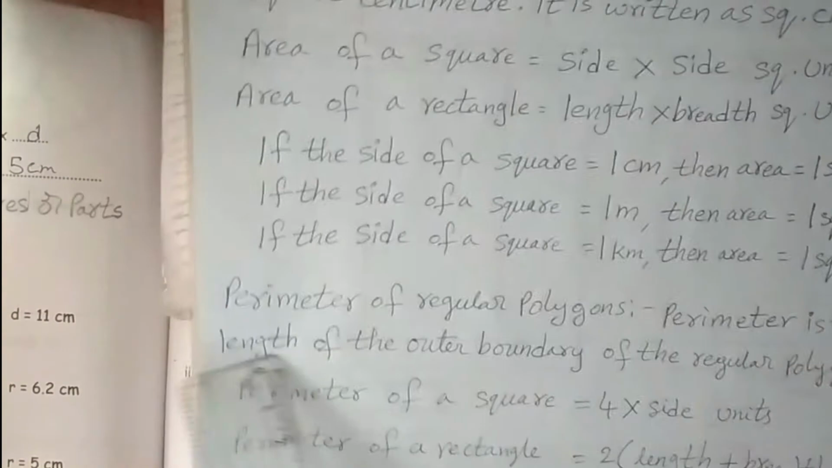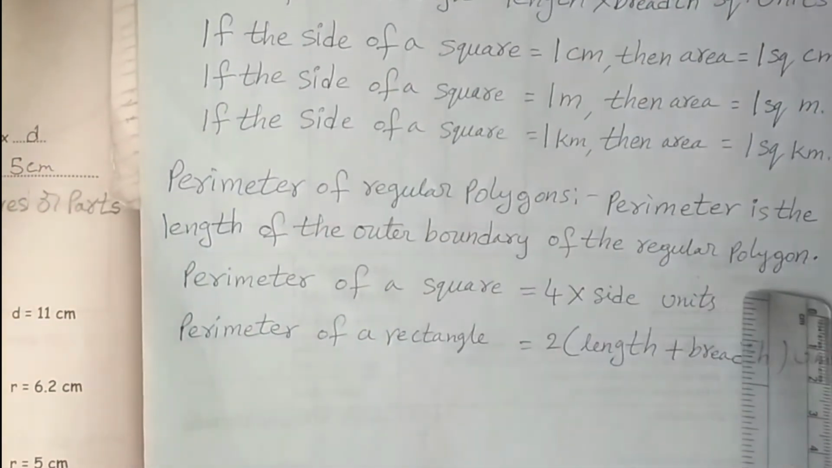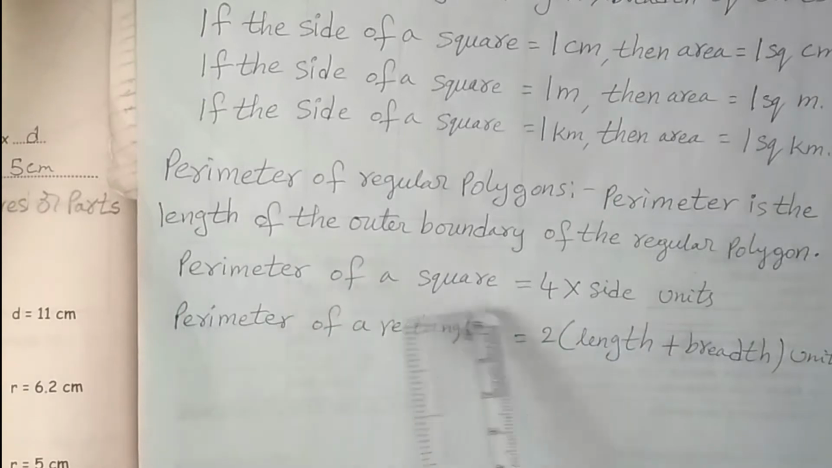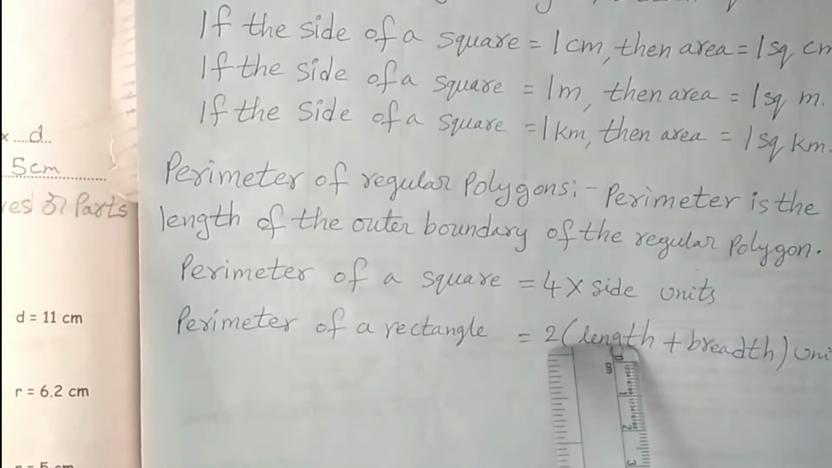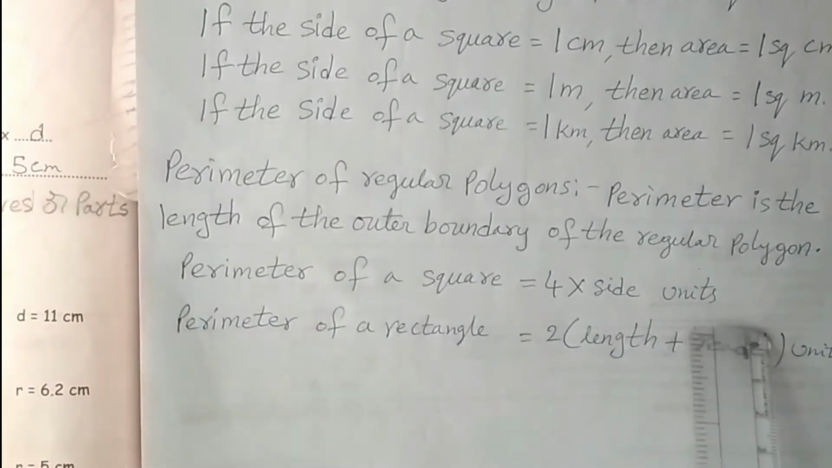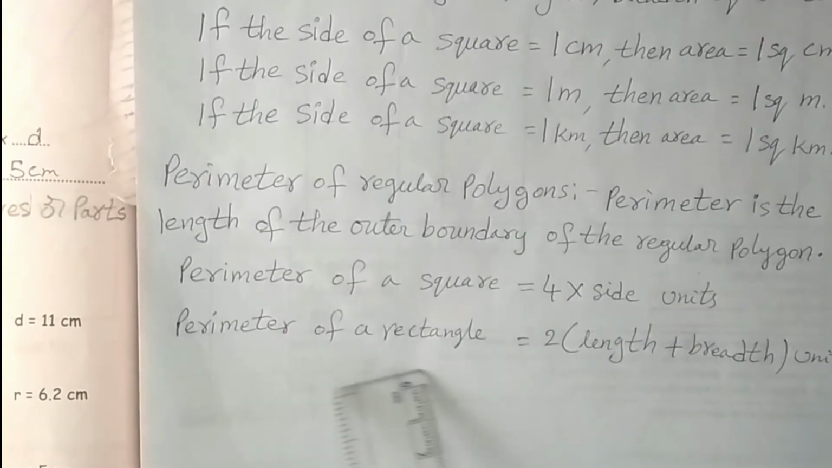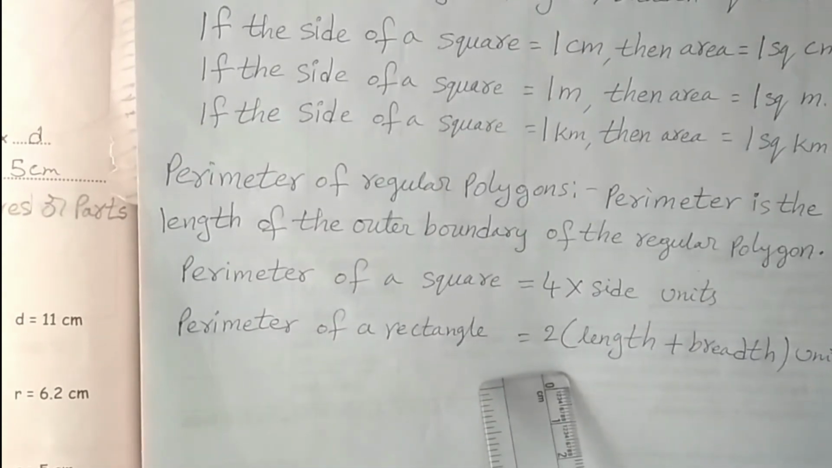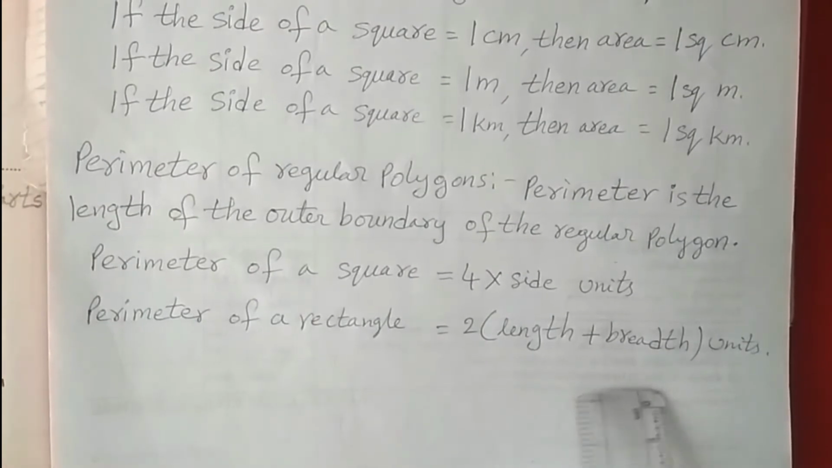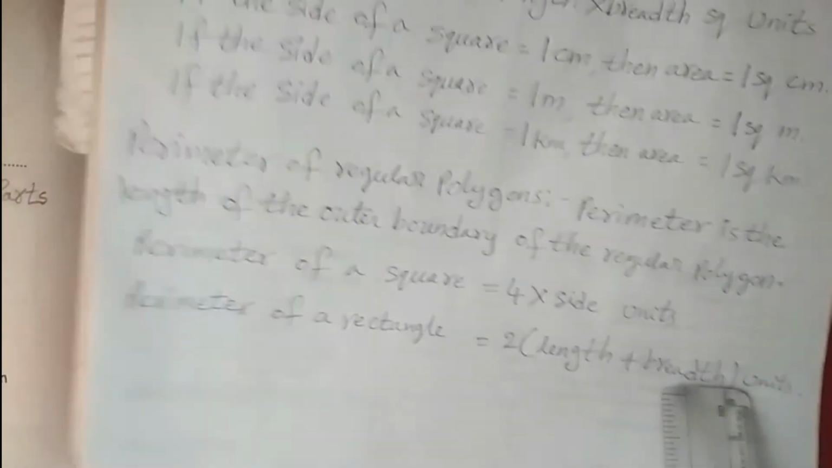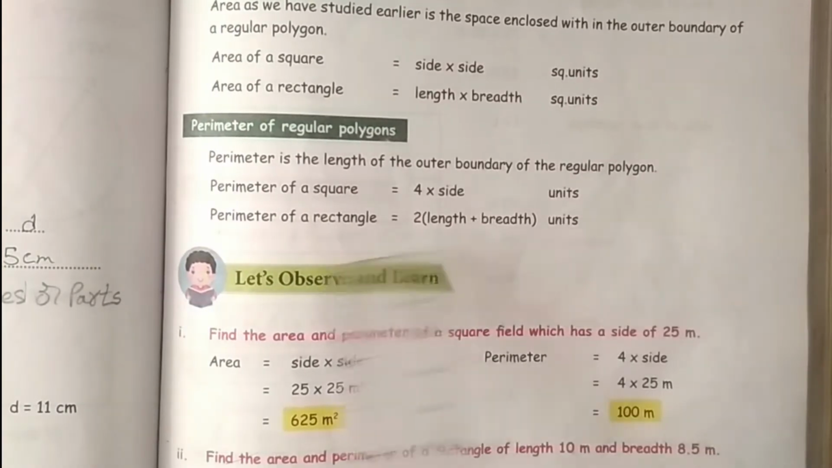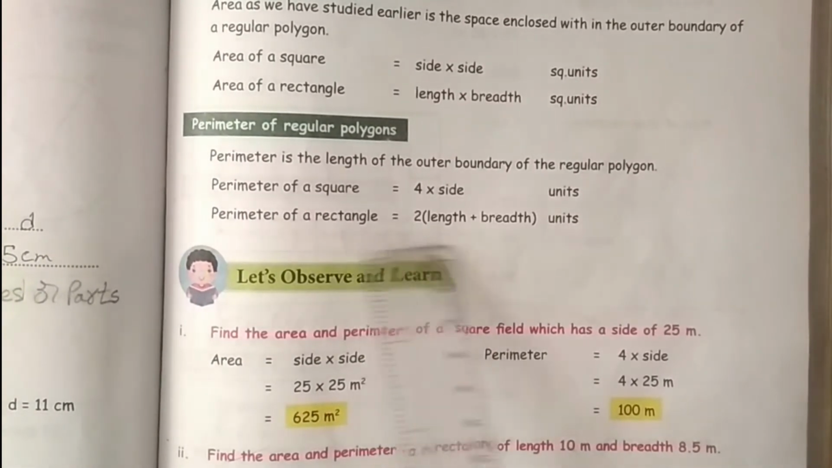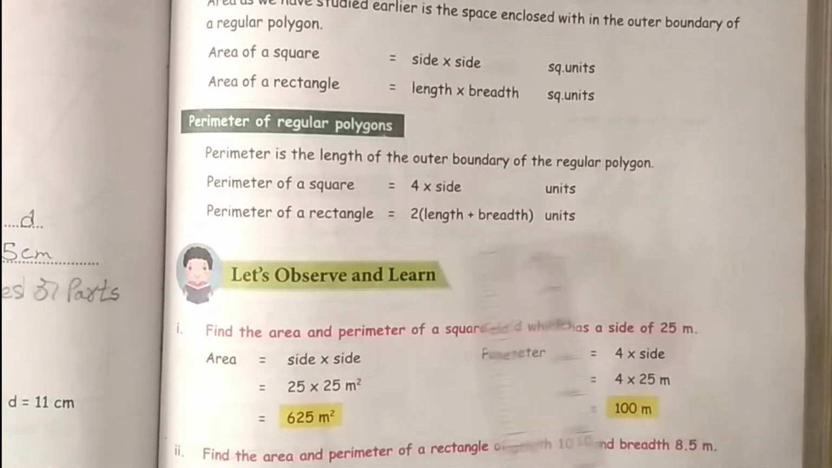Coming to the perimeter of a regular polygon. Perimeter is the length of the outer boundary of the regular polygon. So perimeter of a square is equal to how much? Square means all four sides are equal, right? So 4 into side units. The formula for the perimeter of a rectangle is 2 into length plus breadth, and the units. Even in the textbook they have given perimeter of a square equal to 4 into side units, and perimeter of a rectangle equal to 2 into length plus breadth units.